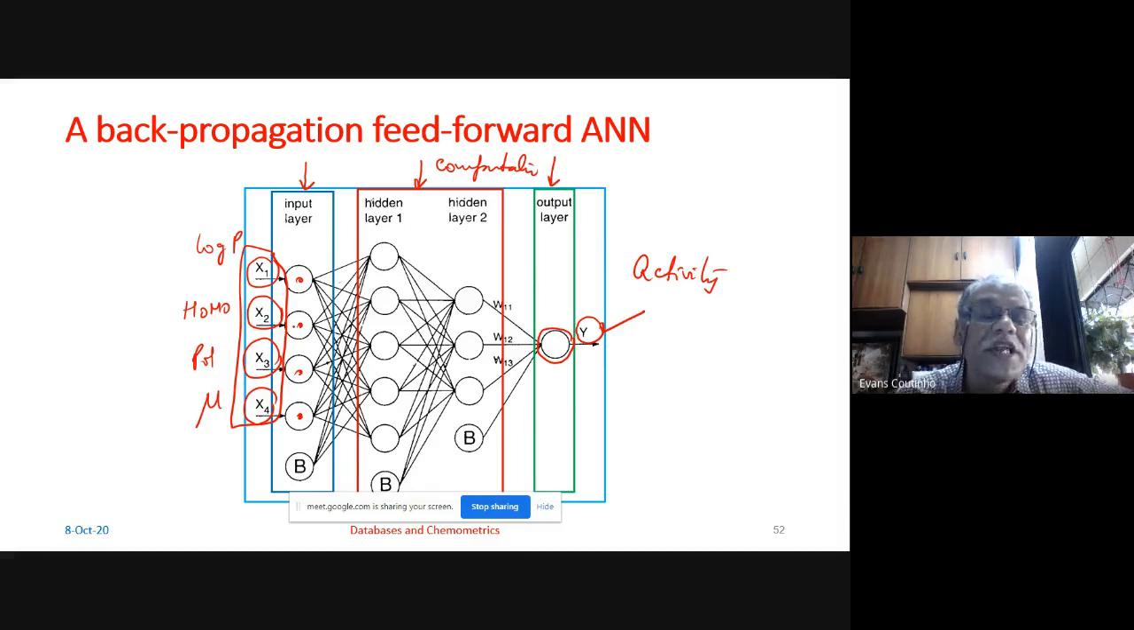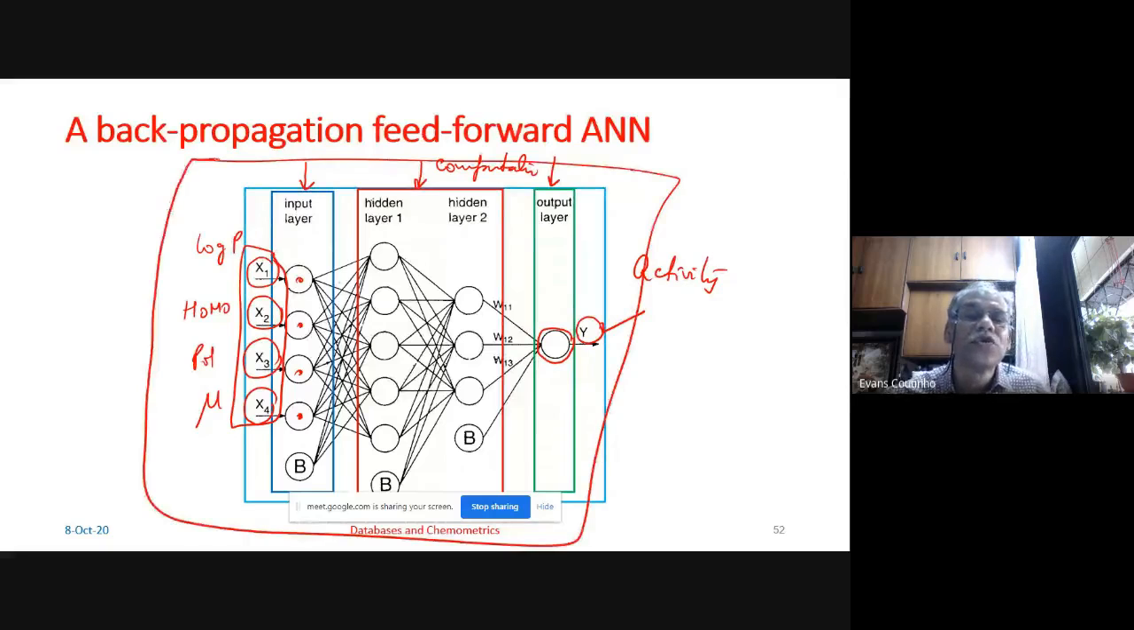So what I'm trying to do is model the activity of a molecule through this network, which is a compilation of neurons in the input layer, in the hidden layer, and in the output layer. The input layer only receives information and distributes it to the hidden layer. The hidden layer does the computation. After the computation is done, it is sent to the output layer. The final answer is given out by the output layer. So this is the construction of an artificial neural network.